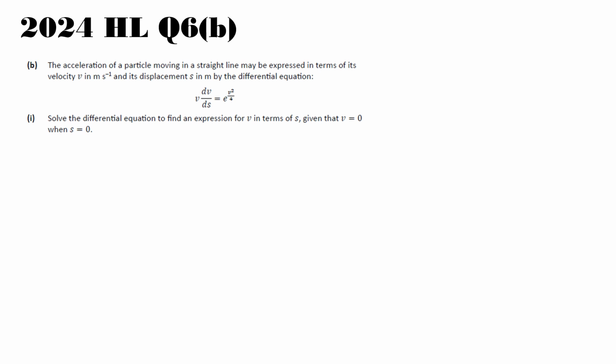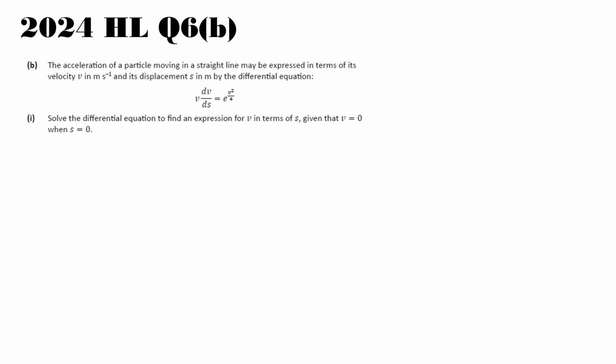The acceleration of a particle moving in a straight line may be expressed in terms of its velocity v in meters per second and its displacement s in meters by the differential equation v dv/ds, which we know is another way to say acceleration, is equal to e to the power of v squared over 4. Solve the differential equation to find an expression for v in terms of s, given that v equals 0 when s equals 0. So first thing we're going to do is we're going to separate this out.